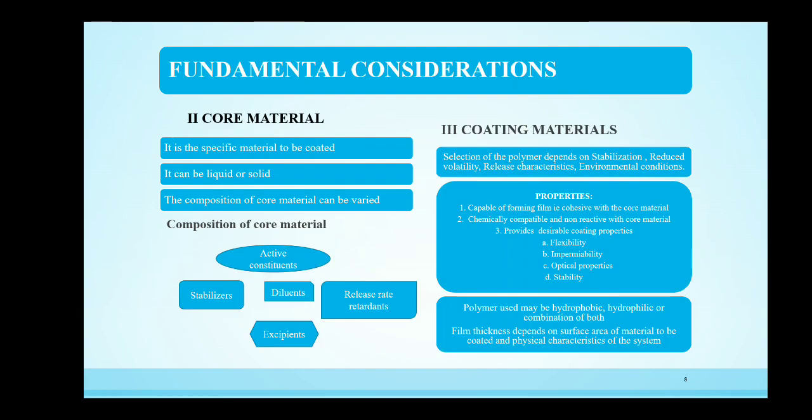material. It should be chemically compatible and non-reactive with the core material. It should provide desirable coating properties like flexibility, impermeability, optical properties and stability. Polymer used may be hydrophobic or hydrophilic or a combination of both. So the film thickness mainly depends on the surface area of material to be coated and the physical characteristics of the system.